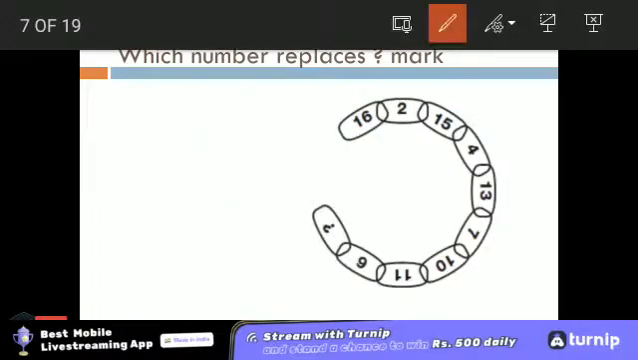Moving ahead to the next question. Which number replaces the question mark? Now, again, a circle type of figure is showcased to you, and you need to see which number is replacing the question mark. Hurry up. Think what is going on. If you could easily connect it, this is a very easy question, and you need to tell the answer. Hurry up, hurry up.